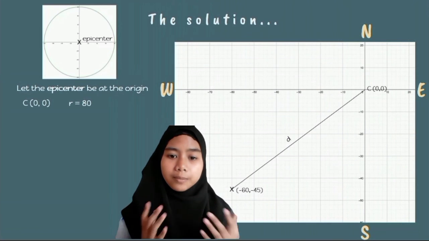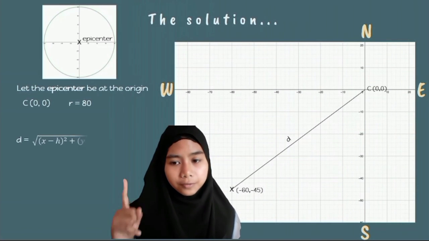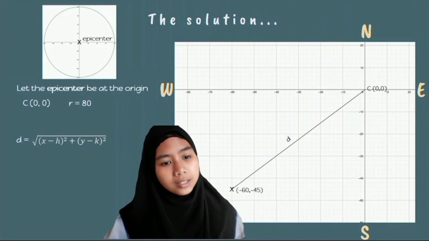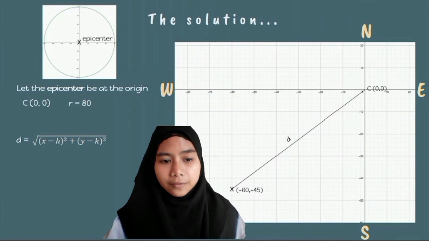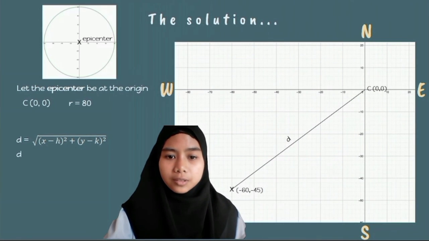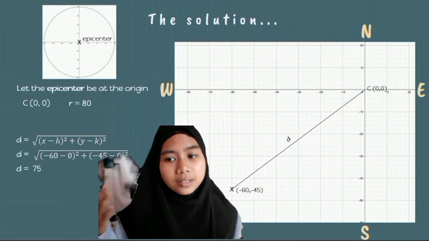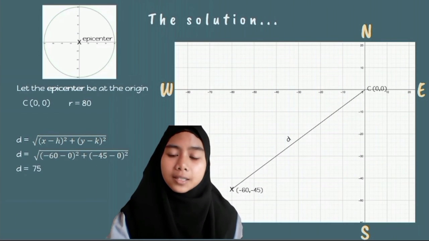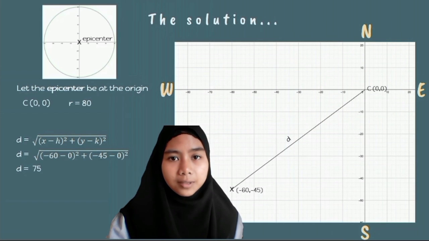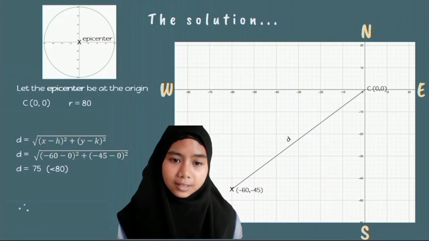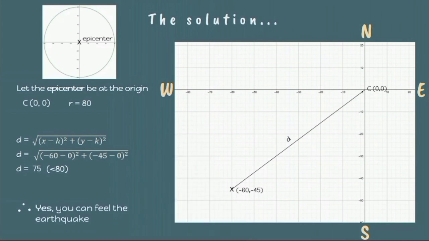So, for the distance between the epicenter and your location using the distance formula, your location is at (-60, -45). After substituting the values into the formula, we get 75 miles, and obviously 75 miles is less than 80 miles, therefore, yes, you can feel the earthquake.